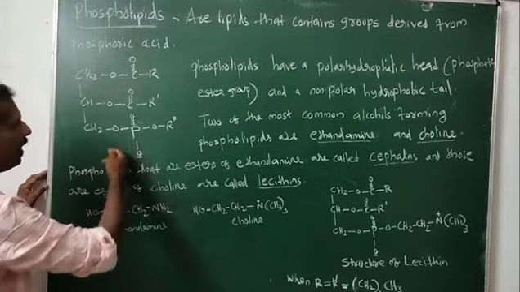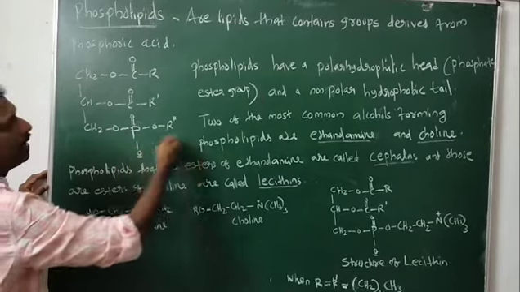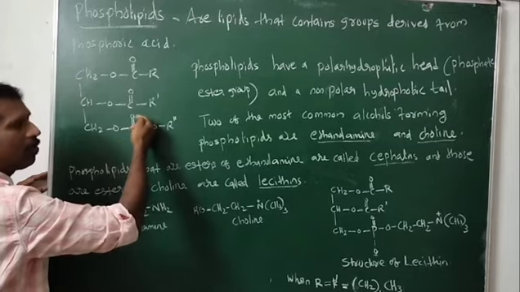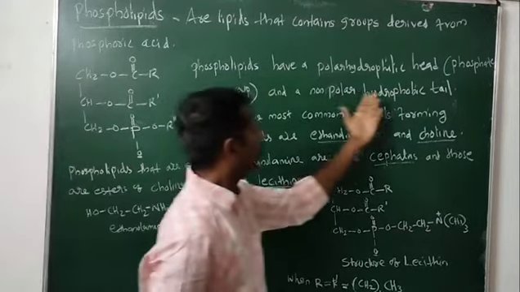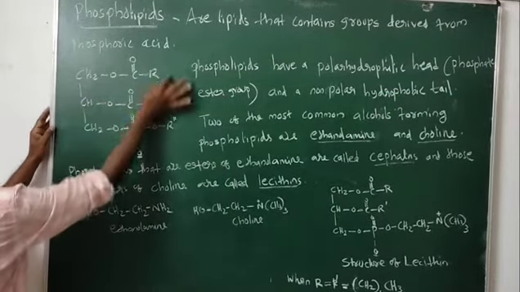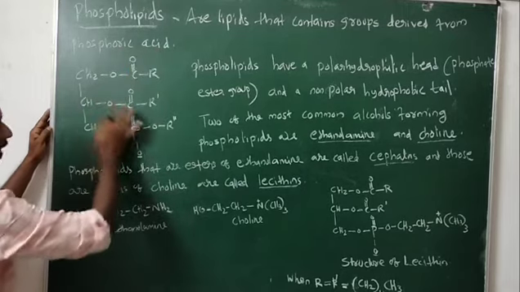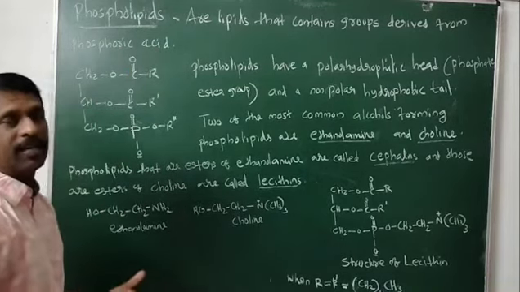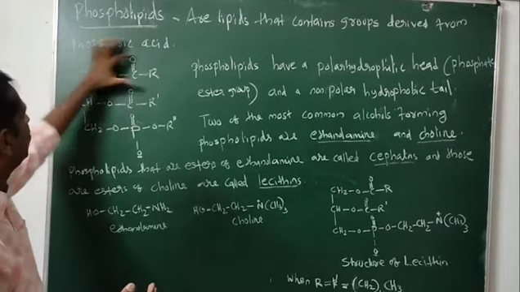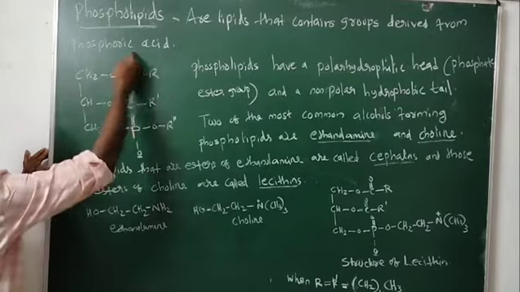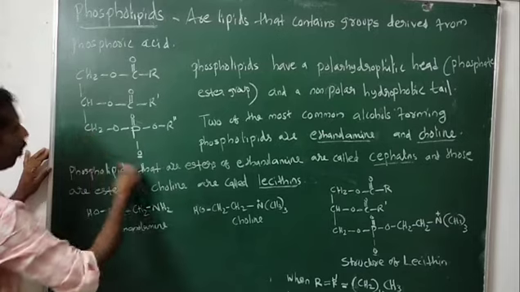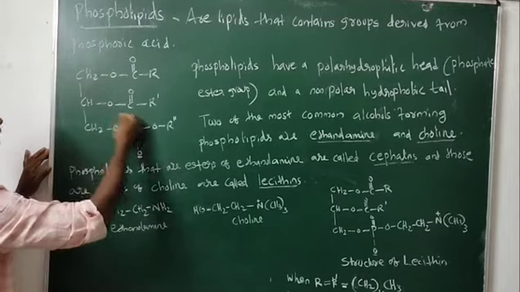The polar hydrophilic head is the part that constitutes the phosphate ester group. This is polar hydrophilic, and a non-polar hydrophobic tail. This part is non-polar, hydrophobic, water hating tail. This part is the water hating tail, and this part is water loving, that is hydrophilic, and this one is hydrophobic.